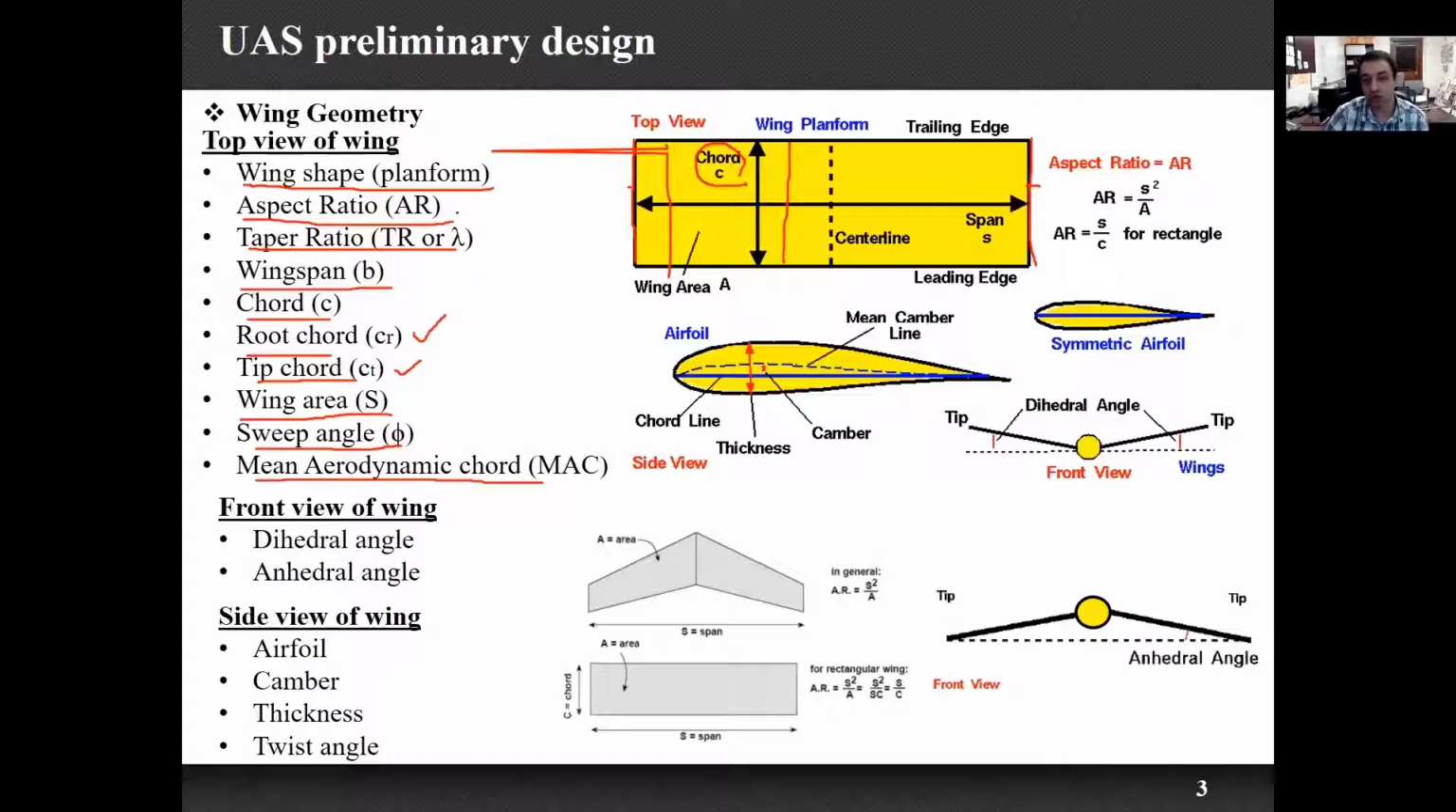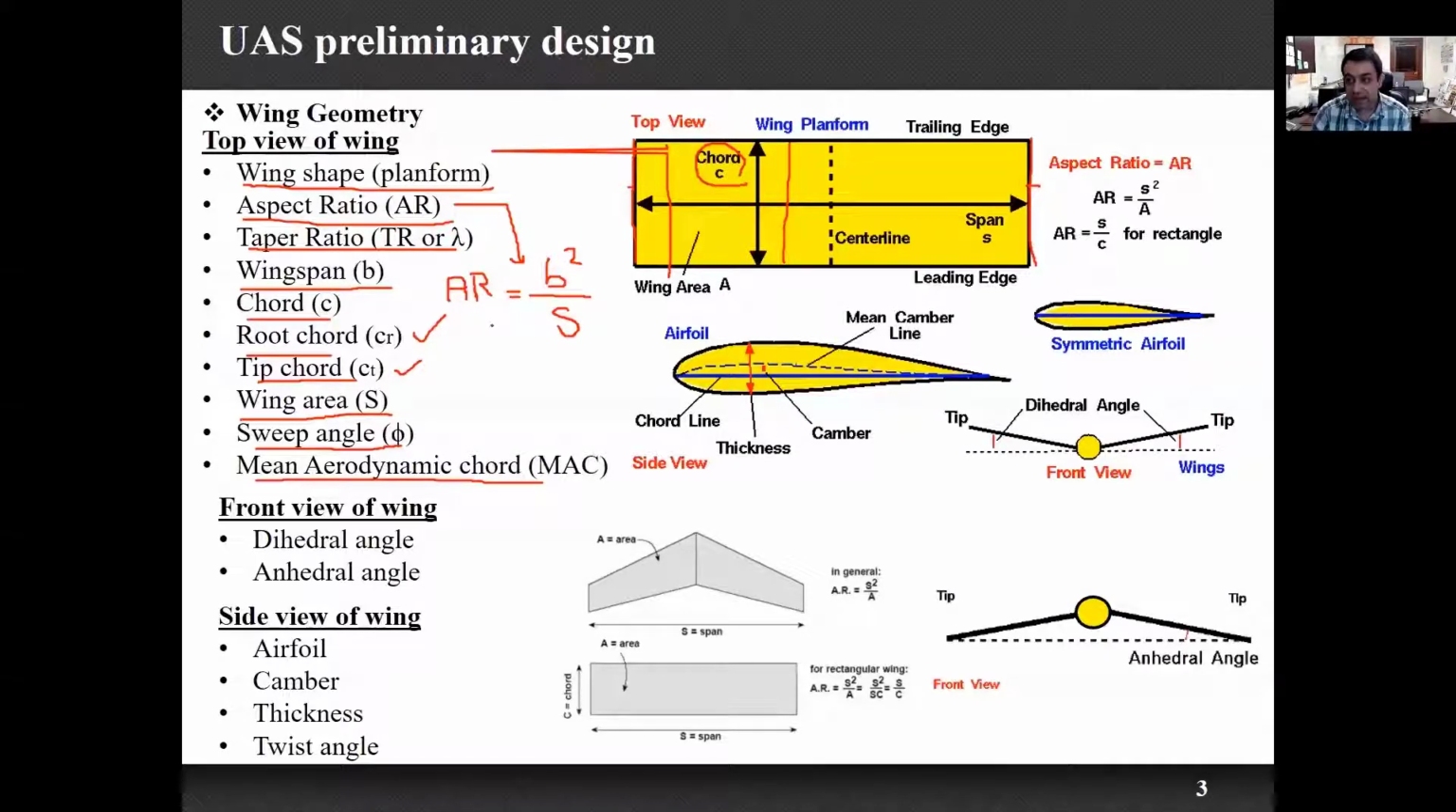The aspect ratio is defined as our wingspan B squared, divided by our surface area, which is equal to S. This is one of the important parameters that we usually consider once we want to design any type of aerial system. Today we just talk about the design of the wing, which is the main part of our design process.